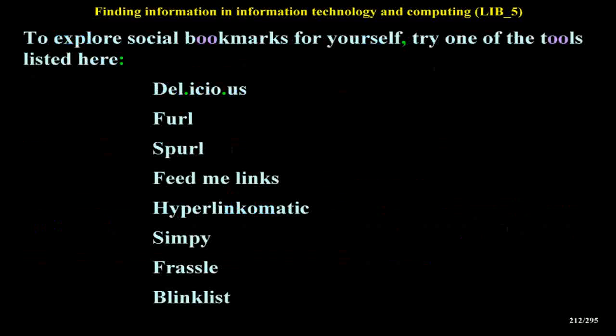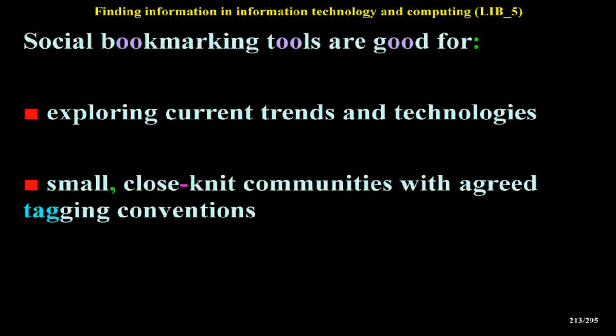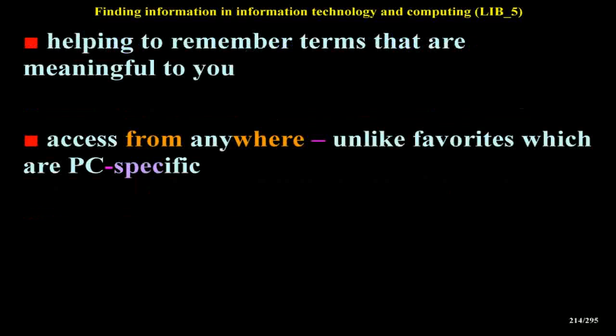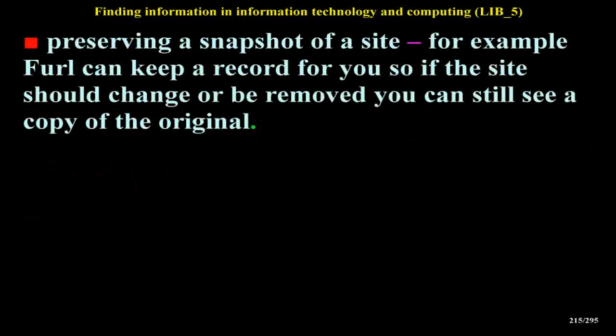To explore social bookmarks for yourself, try one of the tools listed here. Delicious, Spurl, Furl, Feed Me Links, Hyperlink-o-matic. Simply, furl and the other social bookmarking tools are good for exploring current trends and technologies. Small, close-knit communities with agreed tagging conventions. Helping to remember terms that are meaningful to you. Access from anywhere, unlike favorites which are PC-specific. Preserving a snapshot of a site, for example, Furl can keep a record for you, so if the site should change or be removed you can still see a copy of the original.